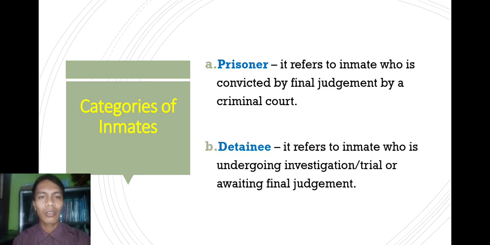Then detainee. When you say detainee, it refers to an inmate who is undergoing investigation, trial, or awaiting final judgment. So if a person is charged with a crime and his case is still under investigation, or the trial is still ongoing, or he is waiting for final judgment, that is called a detainee. So once he is sentenced and convicted, given a final judgment, he is then called a prisoner.